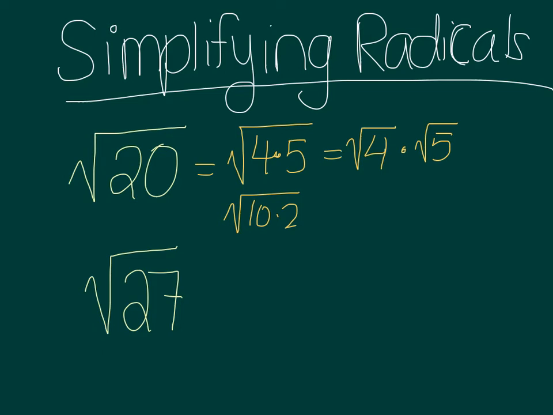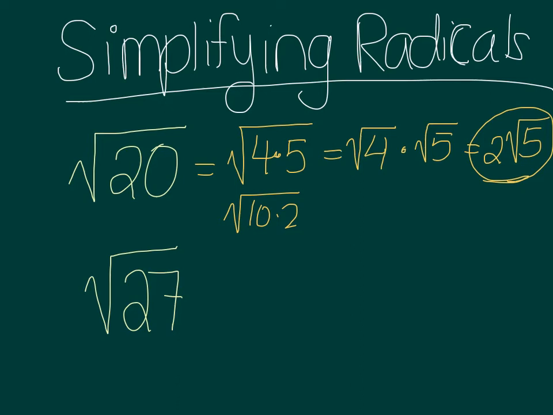Now, we know the square root of 4. So I can change that to 2 times the square root of 5. So I have simplified the square root of 20 to 2 times the square root of 5. Now you might be wondering, how did I figure out 4 times 5?